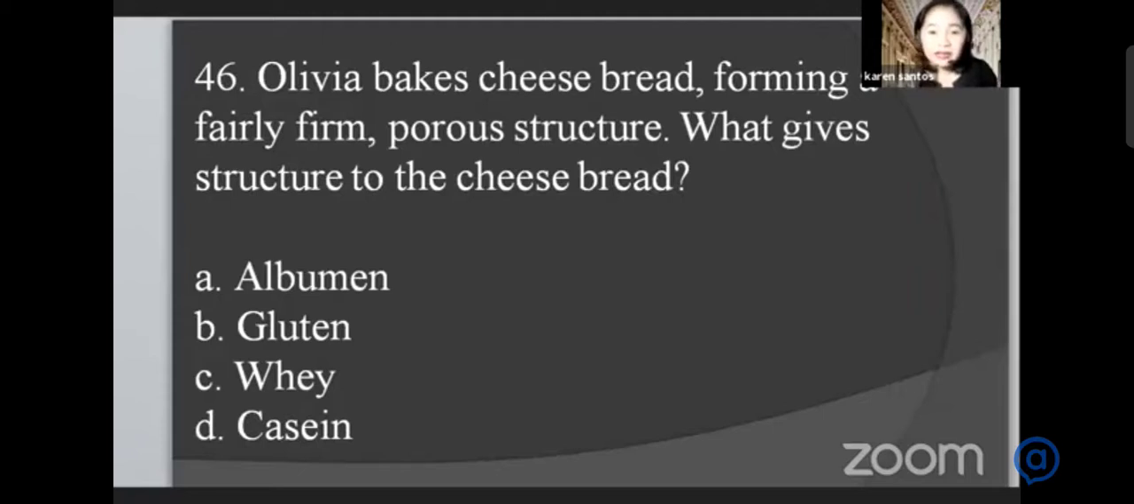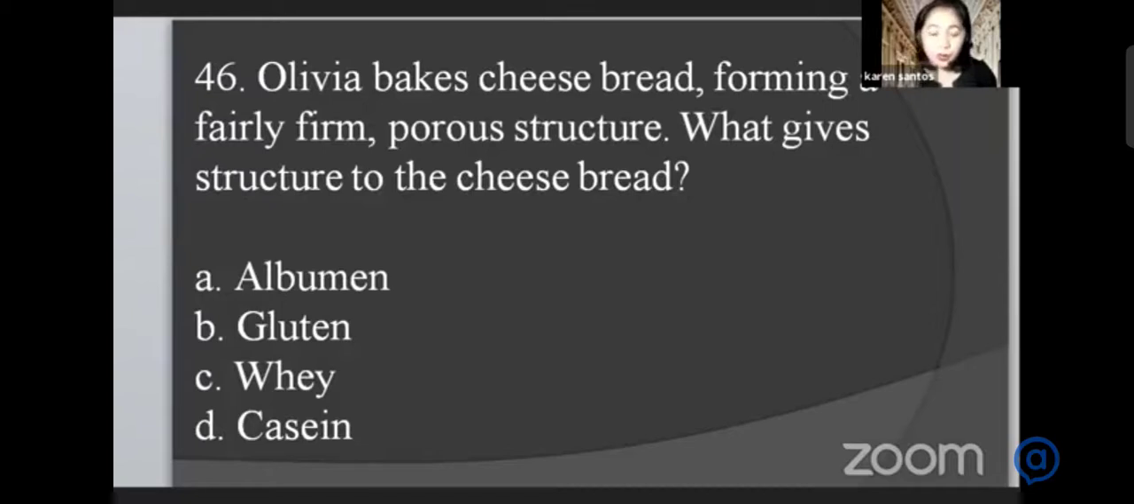Again, Olivia bakes cheese bread, forming a fairly firm, porous structure. What gives structure to cheese bread? A. Albumen. B. Gluten. C. Whey. D. Casein. So what is the correct answer? Gluten. Okay, so the correct answer in number 46 is letter B, which is the gluten.